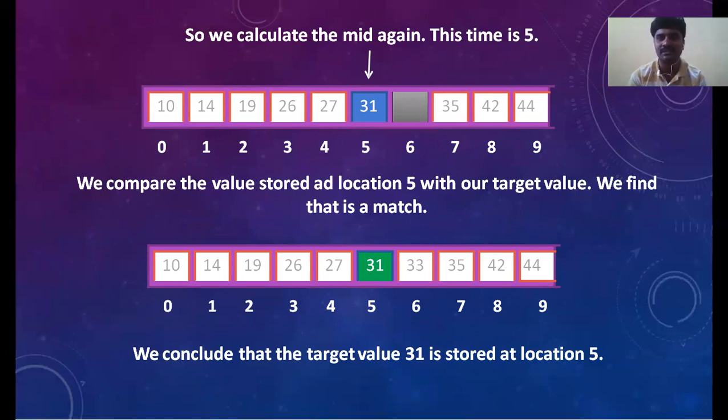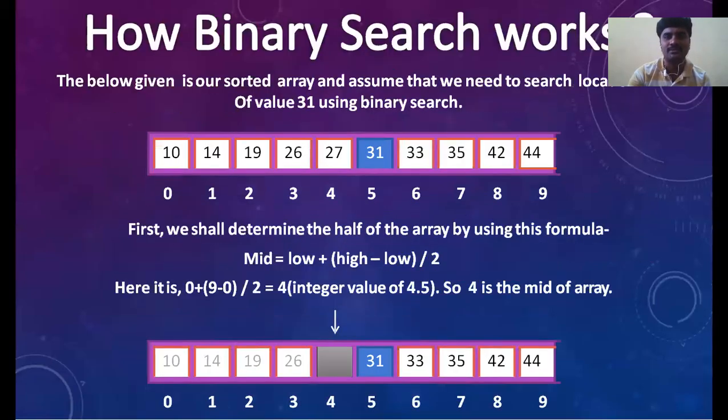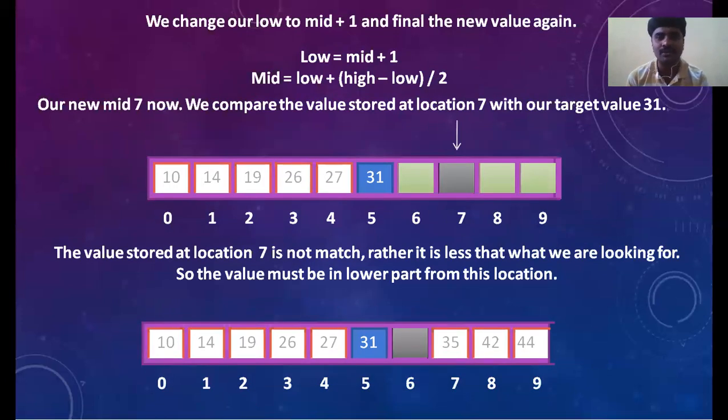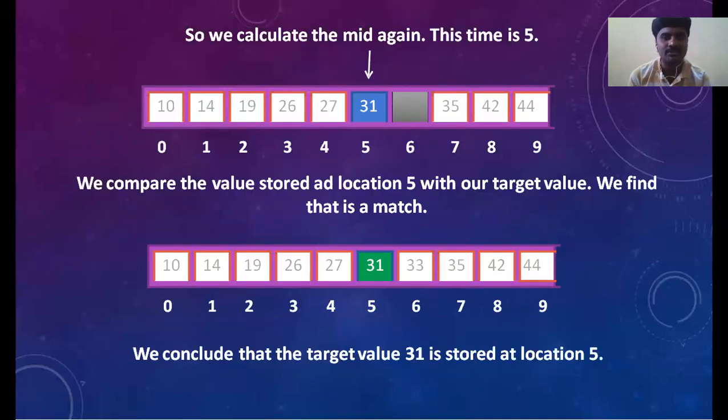This is how we perform binary search using different steps. First we find the mid value, low plus (high minus low) by 2, which came to 4.5. Then low equals mid plus 1, and mid is 7, which is not the correct location. Then again we went for the lower part, and we found that 5 is the correct location. So we concluded that 31 is stored at location 5.